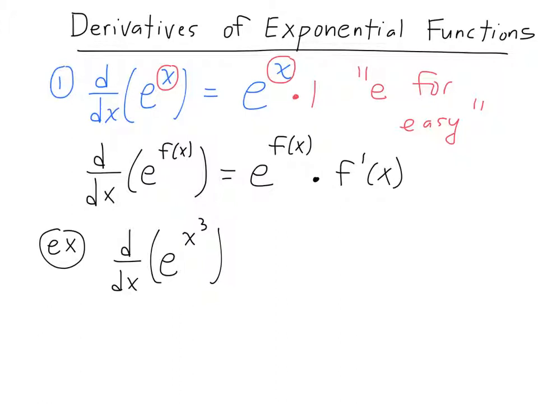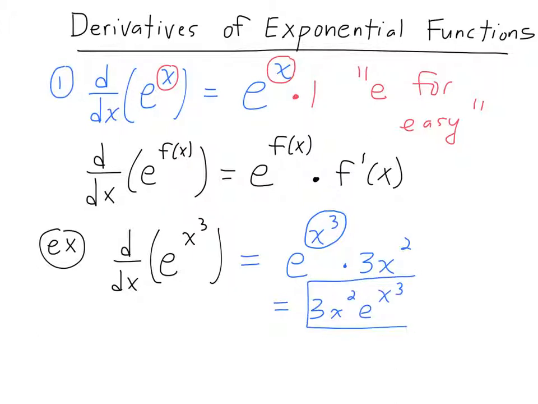Suppose we wish to find the derivative of e to the x cubed. So e for easy means we get the same thing back, but don't forget we have to chain along the derivative of the inside, and the inside is the power for this particular function. So the derivative of x to the third is 3x squared. If this is multiple choice, you're likely to see it written like this. So this would be our final answer.